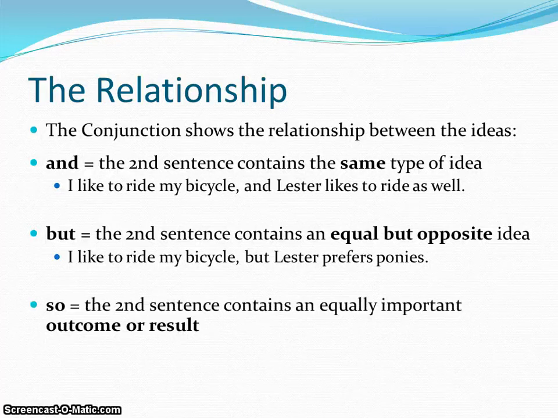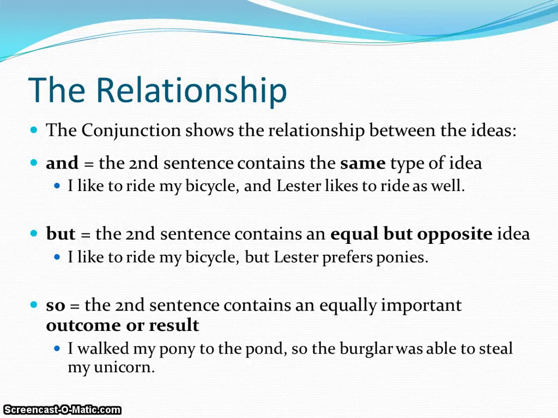So is when the second contains an outcome or a result. This happened, so this happened next. For example, I walked my pony to the pond, so the burglar was able to steal my unicorn. Stupid burglar. A way to look at so is if you had because at the beginning of the sentence. That would replace the so. For example, I could say, because I walked my pony to the pond, the burglar was able to steal my unicorn. So because and so kind of have some connections in that regard.